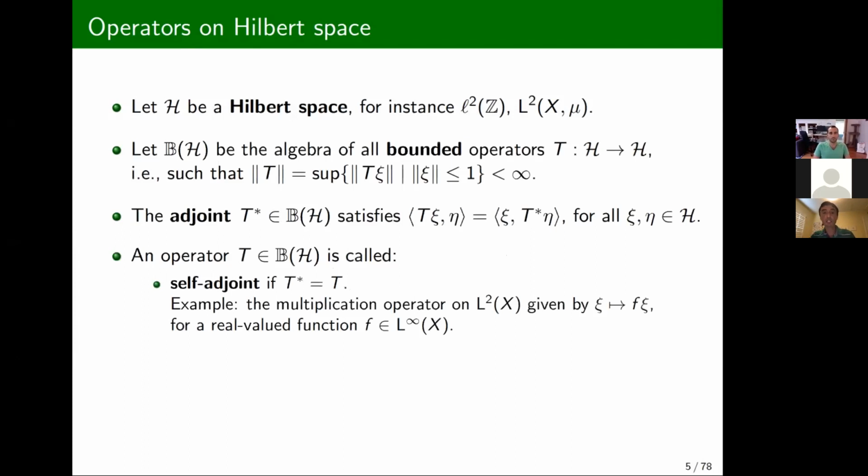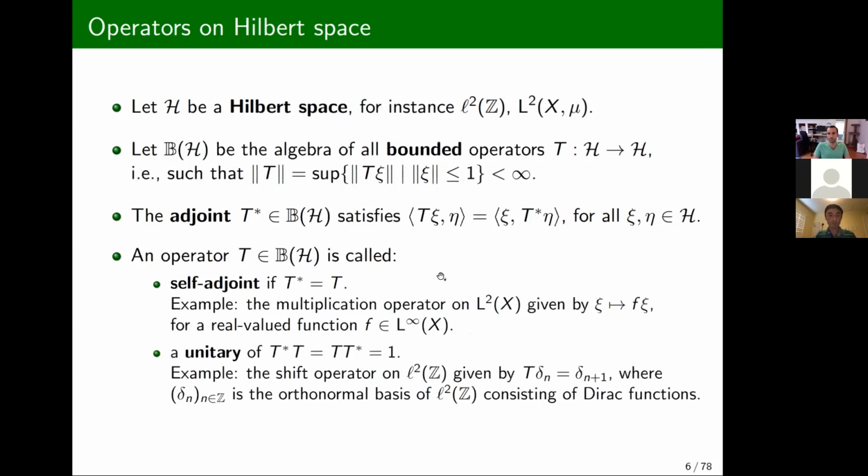And an operator T in B(H) is called self-adjoint if it's equal to its adjoint. So for instance, you can take the multiplication operator on L2 of X coming from a real valued function f in L infinity of X. Okay, so those are all self-adjoint operators.